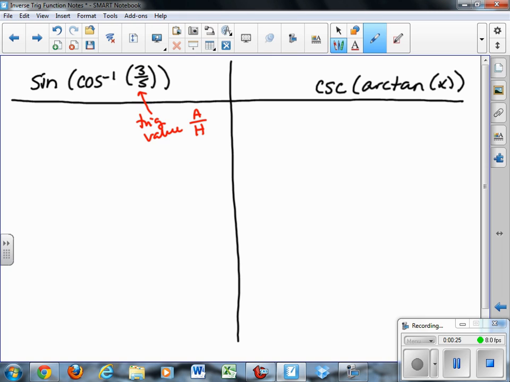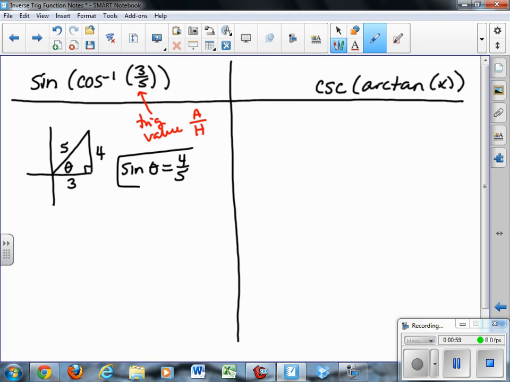So I'm going to draw a quadrant 1 triangle, since it's positive, with an adjacent side of 3 and a hypotenuse of 5. Using the Pythagorean theorem, or just remembering that this is a special Pythagorean triple triangle, you can figure out that the opposite side is 4. I want to find sine of the angle that has 3/5 as its cosine value. Sine of theta is opposite over hypotenuse, or 4/5. So that is the answer.